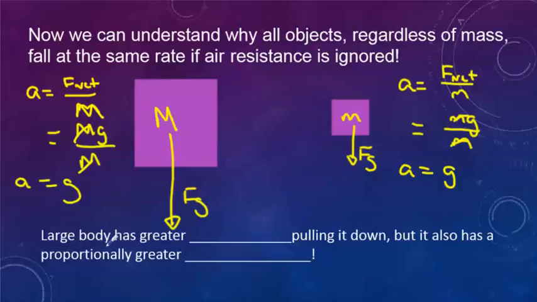Okay, the large body has a greater force pulling it down, but it also has proportionally a greater mass. So it has more force but more mass. This has less force but less mass to accelerate. So they both are accelerating at the same value. Okay, and this is true for all objects that are in free fall. And this just kind of proves why.